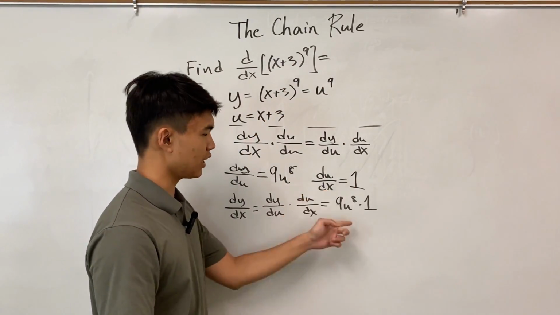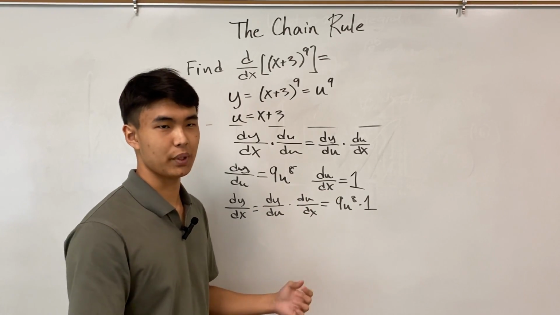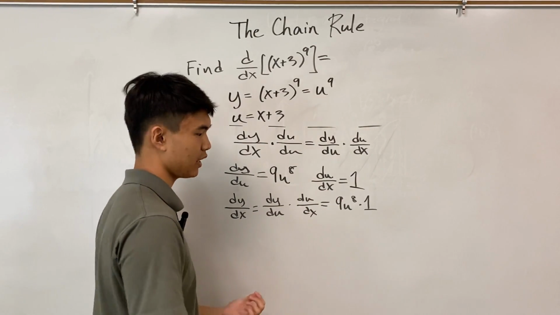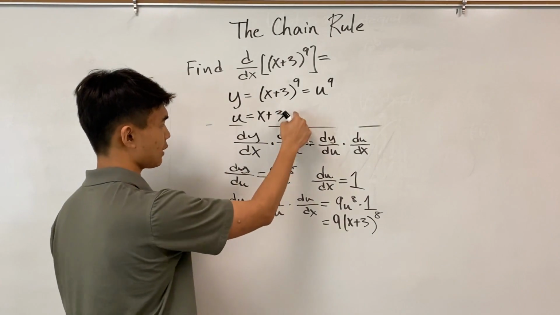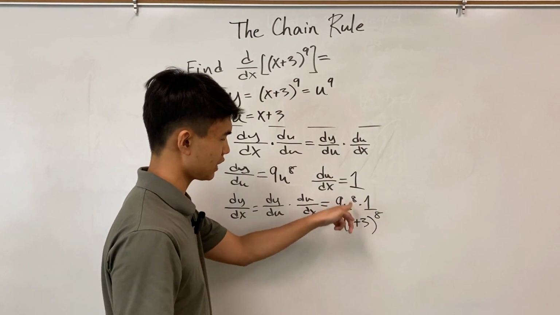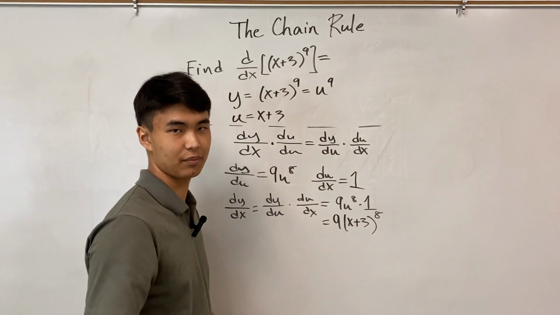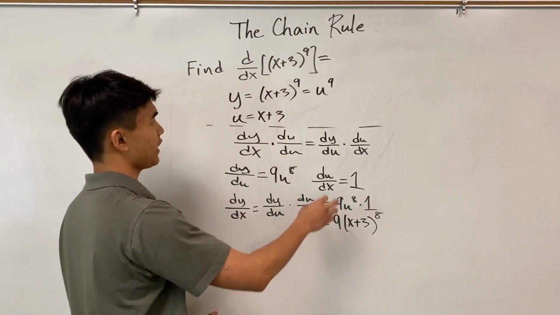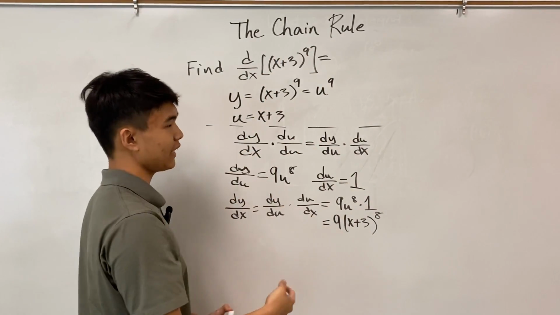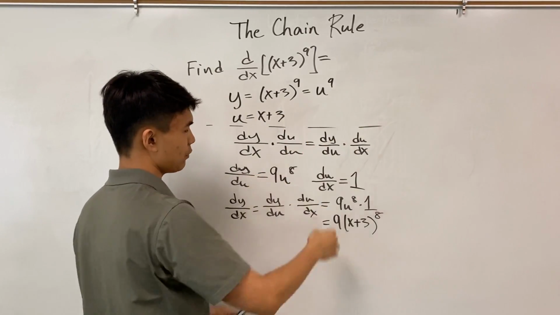And now after we're done using u, we have to get rid of it because we can't express an answer in terms of things we made up. We said earlier that u is equal to x + 3, so we just have to substitute x + 3 into here, and this is our final answer. The premise behind the chain rule is that we're taking a difficult problem, making it easier by making a substitution, and then plugging back in.